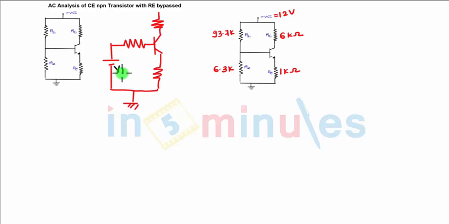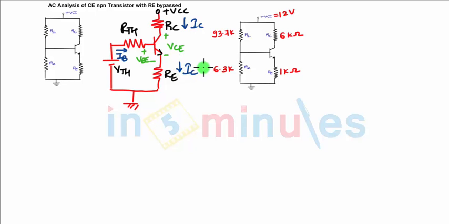Now what are these? This is nothing but your VTH. This is your RTH, plus VCC, RC, RE. Then we need to show the voltages, plus minus VCE, plus minus VBE. Then currents. What will be the current over here? It will be base, so IB. It is collector, so IC. It is emitter, so IE. Since we are dealing with the DC analysis, capital IC, capital IB.